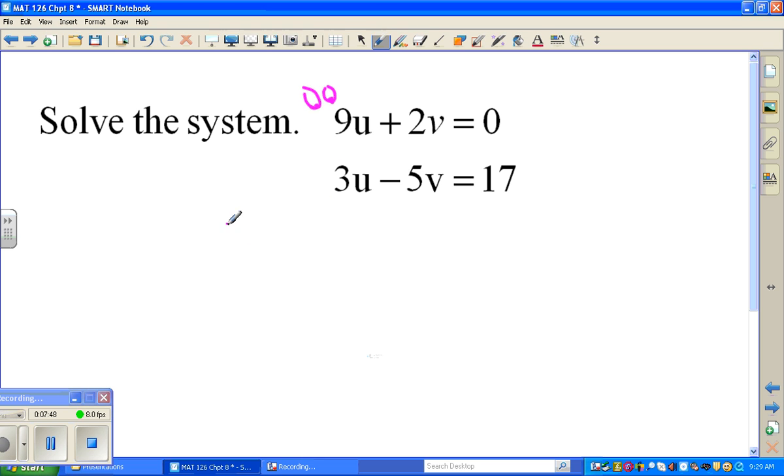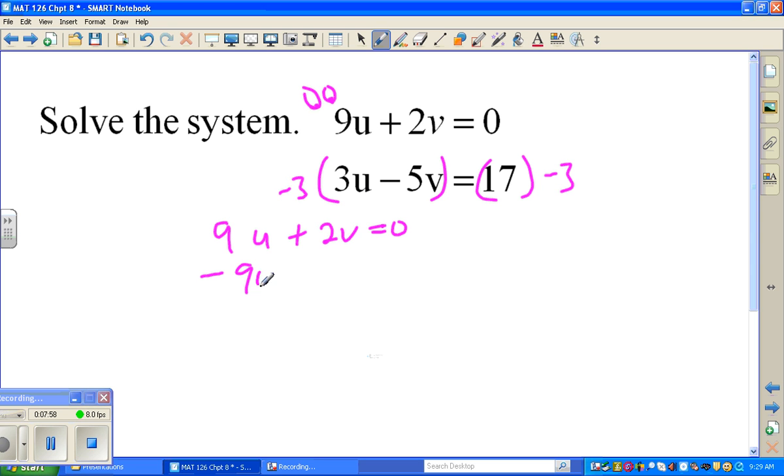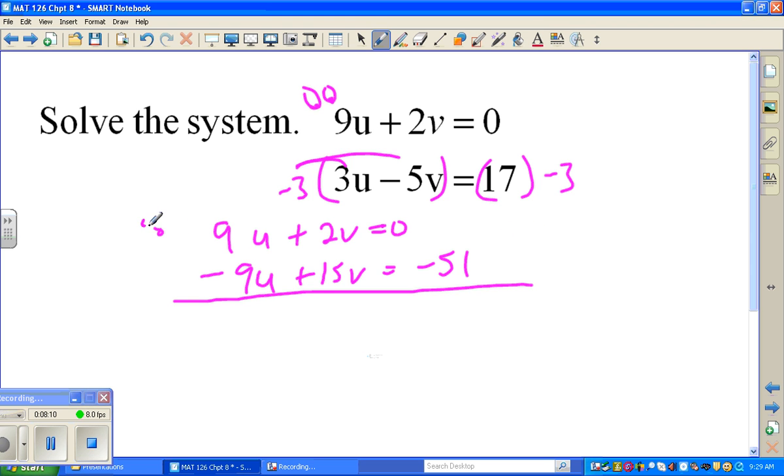I'm sure you're going to multiply by -3. -3. -3. -9u plus 15v equals -51. Now remember, I always add. Rarely do I subtract. That's just, you drop negatives. Yeah, so this is nifty.